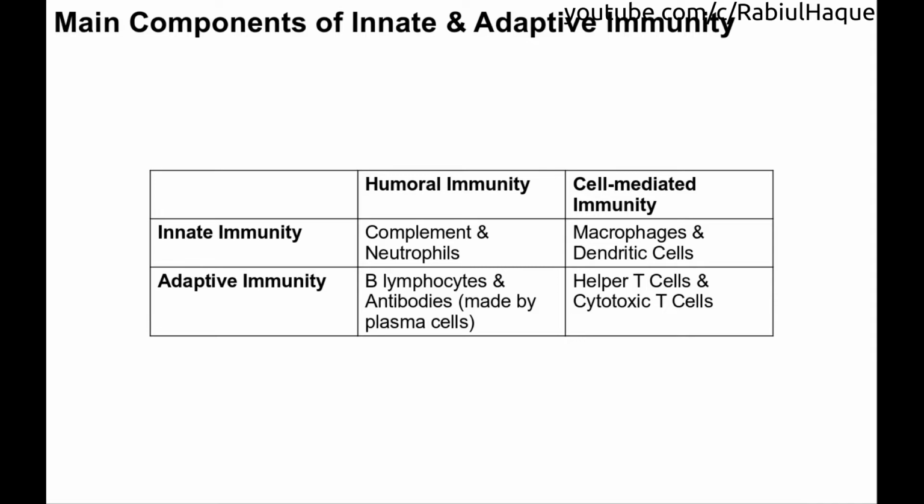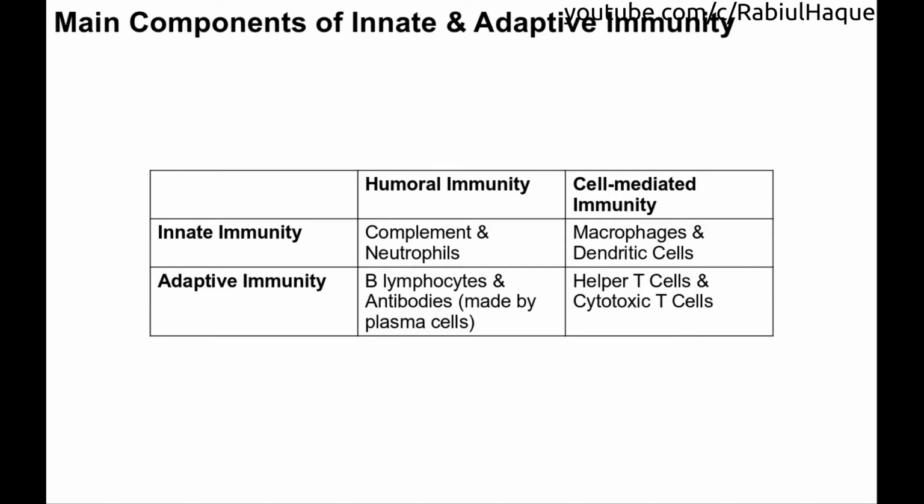Now in this table we are summarizing the main components of innate and adaptive immunity. As we can see, the humoral components of innate immunity include complement and neutrophils, and the cell-mediated or cellular components of innate immunity include macrophages and dendritic cells. However, as we will later see, macrophages and other antigen-presenting cells, for example dendritic cells, have roles in both the innate and adaptive arms of the immune system.